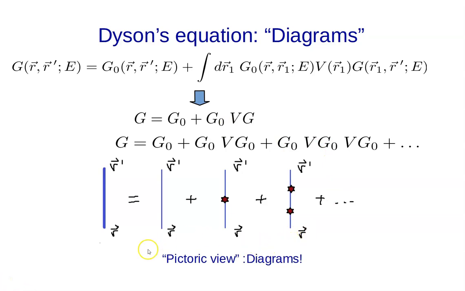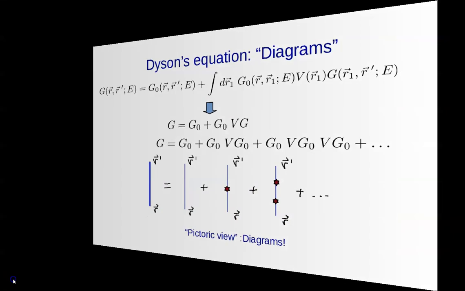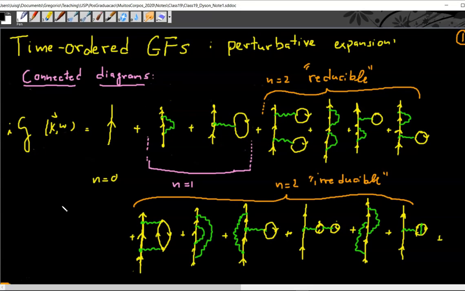Now let's go into the blackboard and see how we can look at this pictorial view and apply that not to single particle Green's functions like these ones, but to the many-body time-ordered Green's functions that we saw in the previous class. In the previous class, we discussed how we can expand the time-ordered Green's functions in terms of Feynman diagrams. And here I'm already putting the Green's functions in momentum and frequency domain. We saw that in the previous class as well.